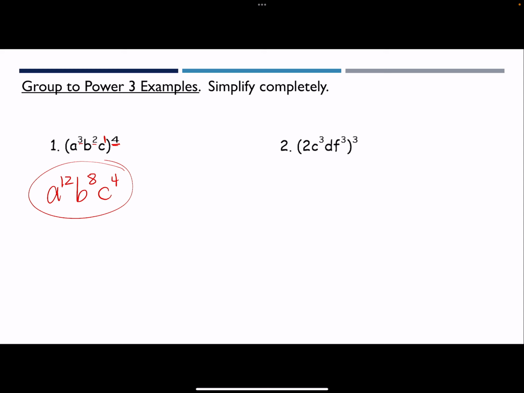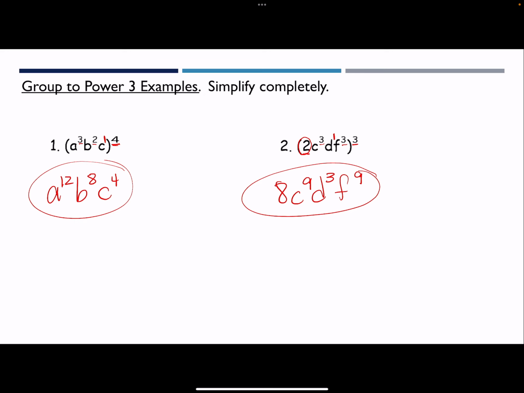Number 2, we have to take 2 to the 3rd power because this 2 is not an exponent, it's a coefficient. 2 to the 3rd power is 2 times 2 times 2. That's going to give me 8c to the 3 times 3 is 9. D to the 1 times 3 is 3. F to the 3 times 3 is 9. Remember that D didn't have an exponent, or it looked like it didn't have an exponent. It actually does. It's just an invisible 1.